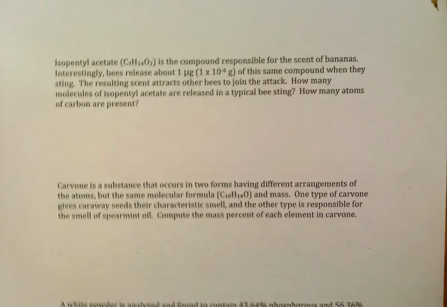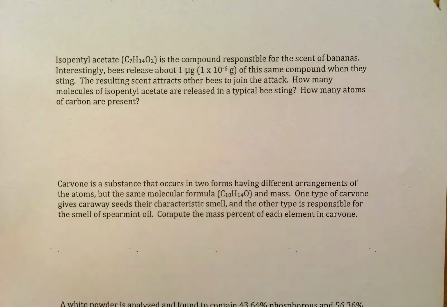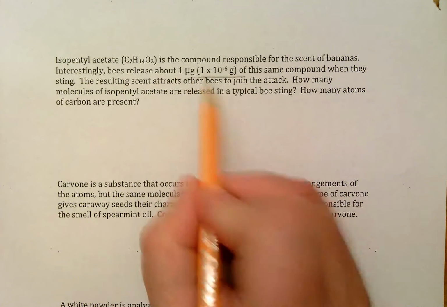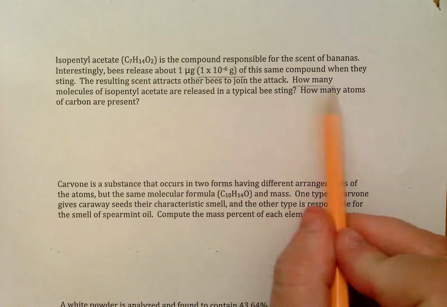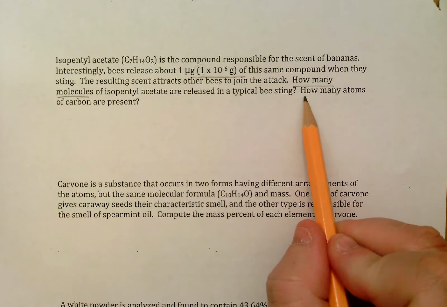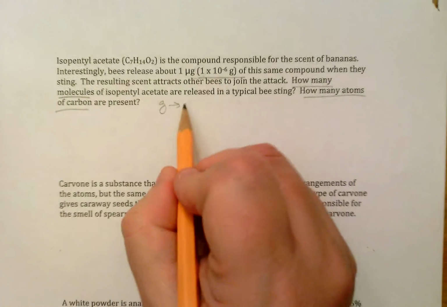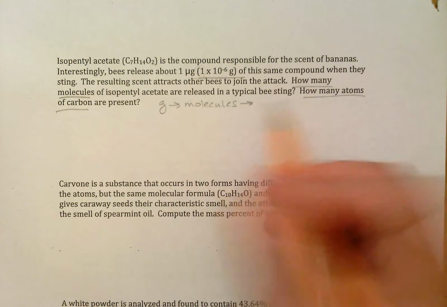All right, isopentyl acetate. We have C7H14O2. Okay, and it says that we have 1 times 10 to the minus 6 grams. Note the 1 sig fig here. We're trying to get to how many molecules. And then the second part asks us how many atoms of carbon. So we're trying to get from grams into molecules. And then the second part asks us to go all the way to atoms of carbon.